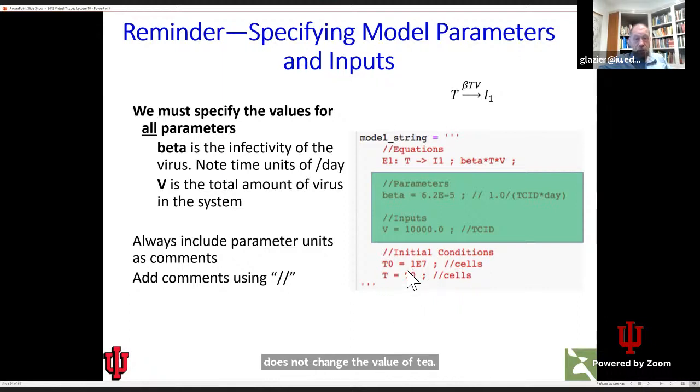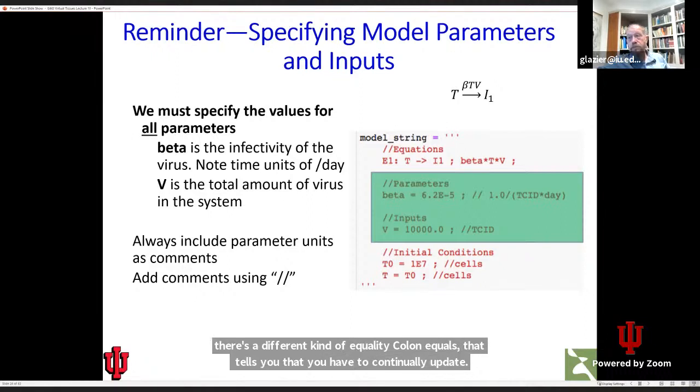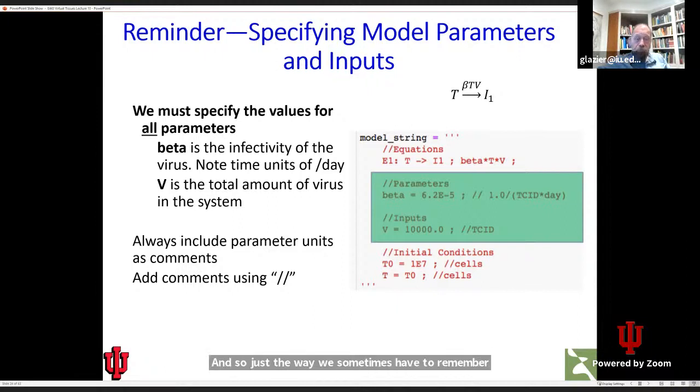So regular equal signs are read only once at the beginning of the simulation, or when the model is read in the first time, and they're not updated. And there's a different kind of equality, colon equals, that tells you that you have to continually update the relationship. Just the way we sometimes have to remember in Python whether we need a self dot, the thing that the bear in antimony is remembering is whether you need a colon equals or an equal sign.